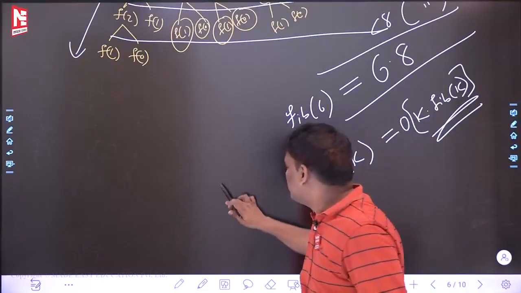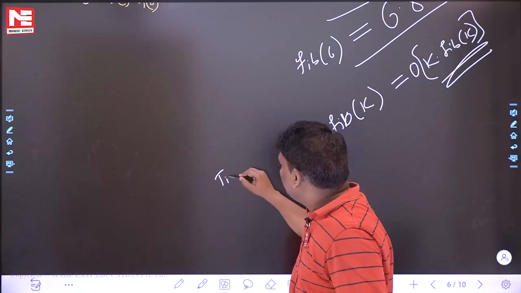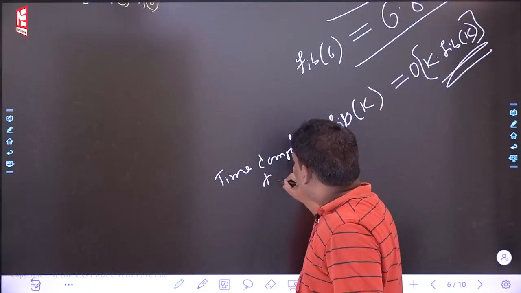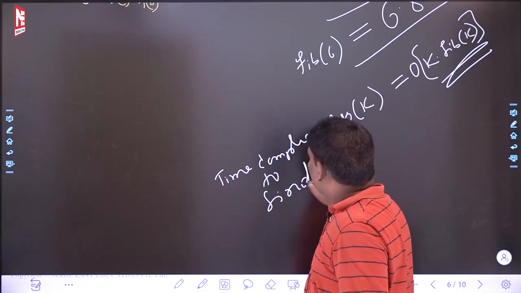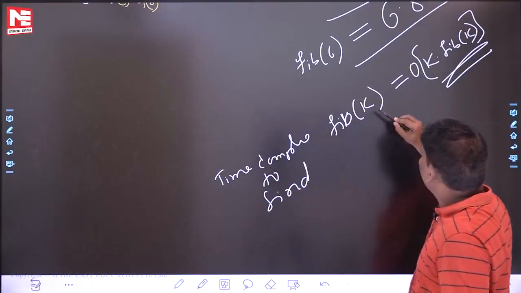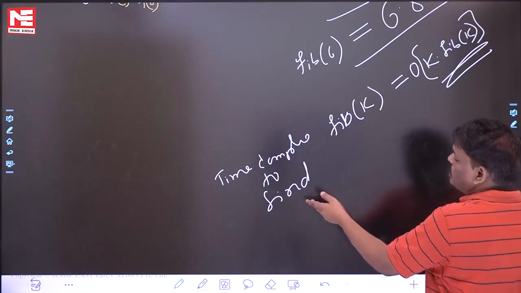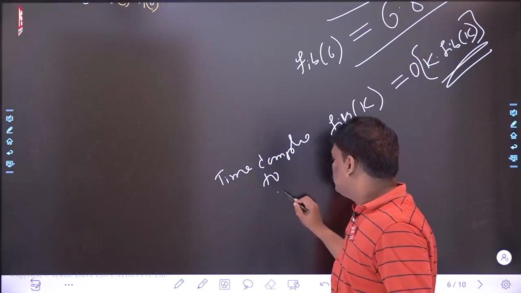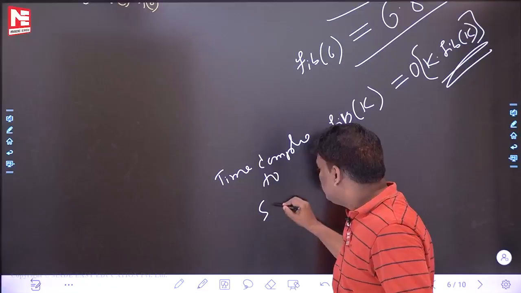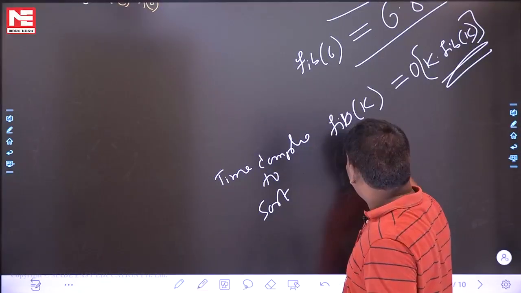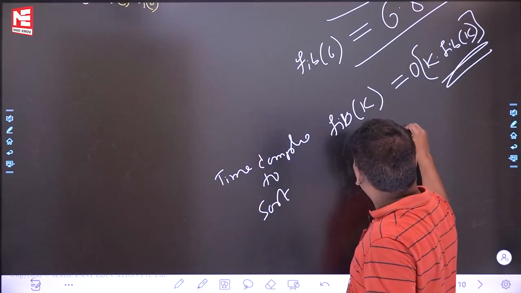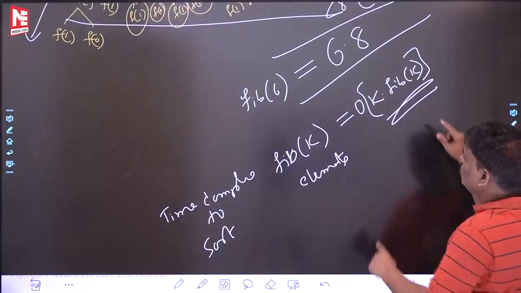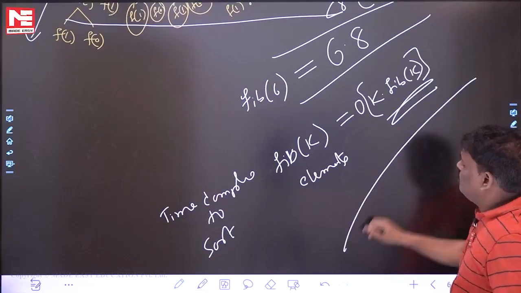If you want, I will write. Time complexity to sort Fibonacci k elements. Time complexity to sort Fibonacci k elements is equal to k into Fibonacci of k.